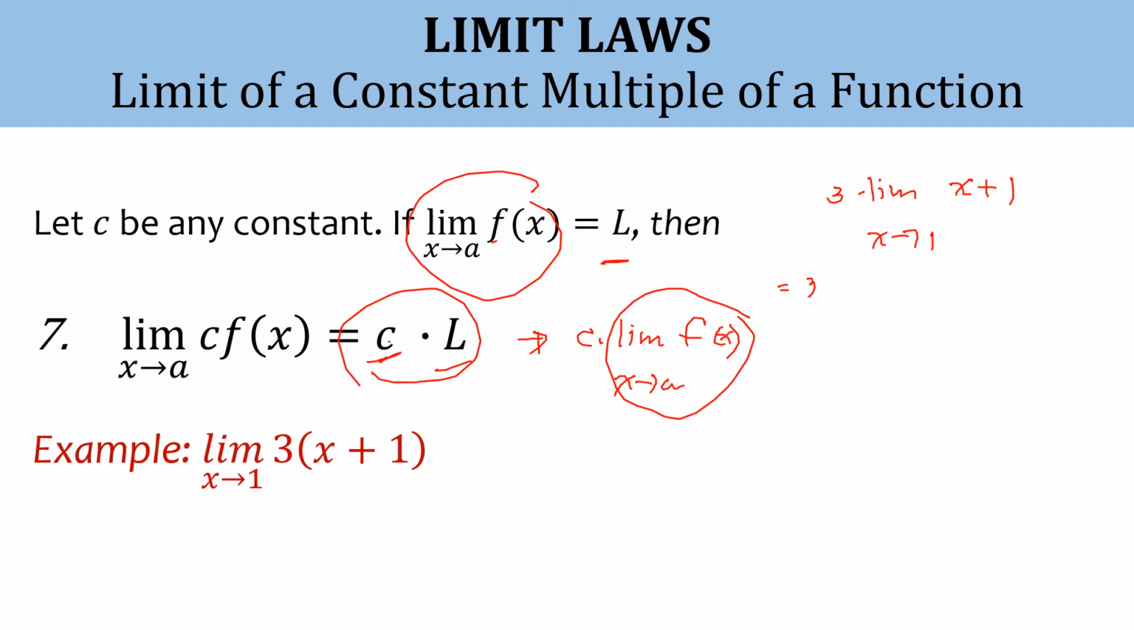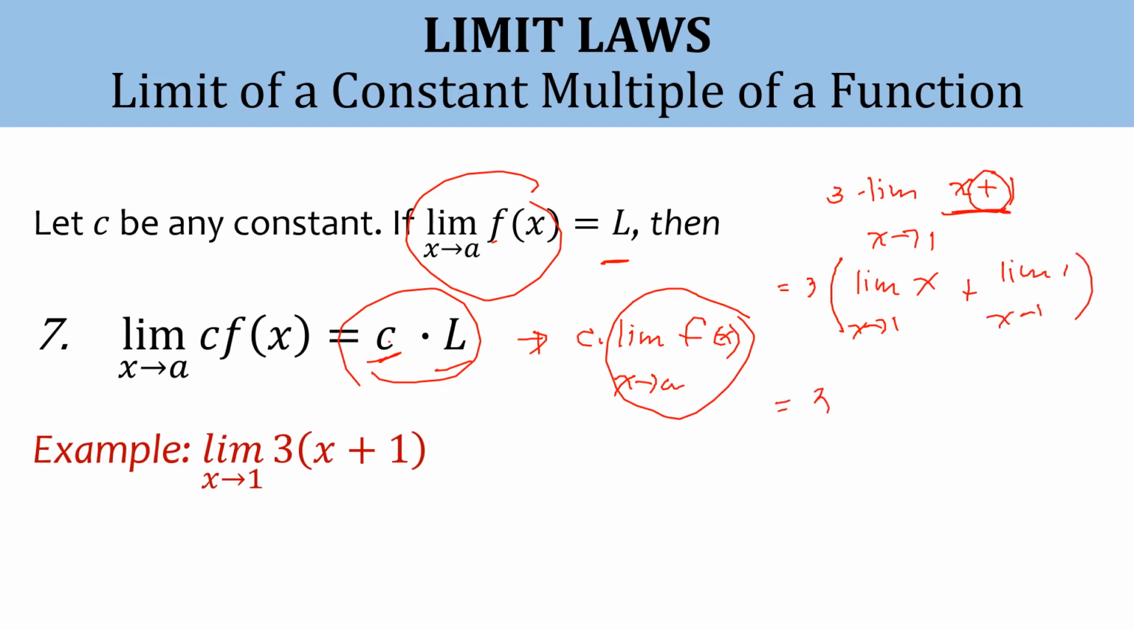As you can see here, there is an addition. And when there's an addition, we can express it as the limits of the individual terms in the function. So we have two terms here. We can write it as the limit of x as x approaches 1 plus, because there's an addition in between them, the limit of 1 as x approaches 1.